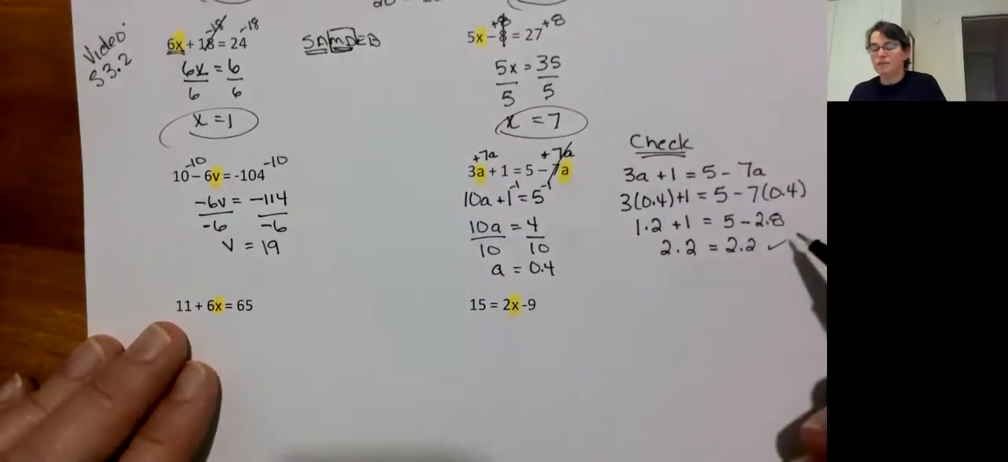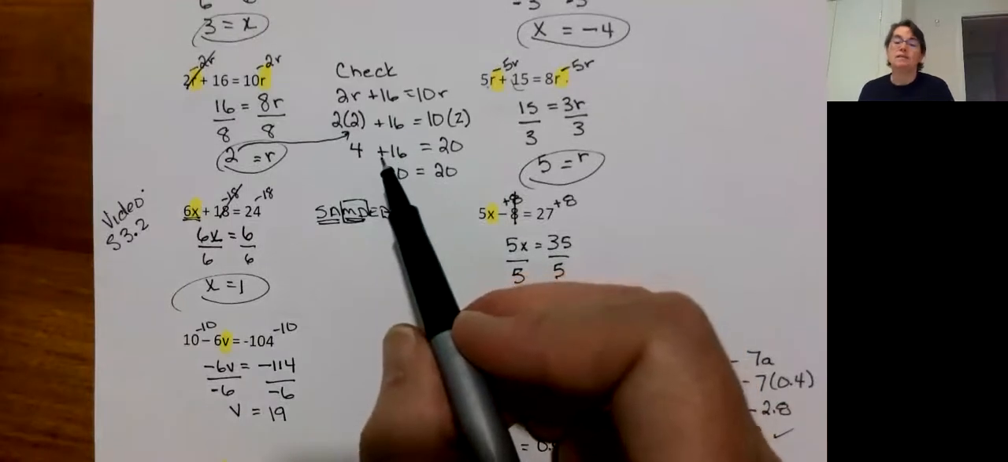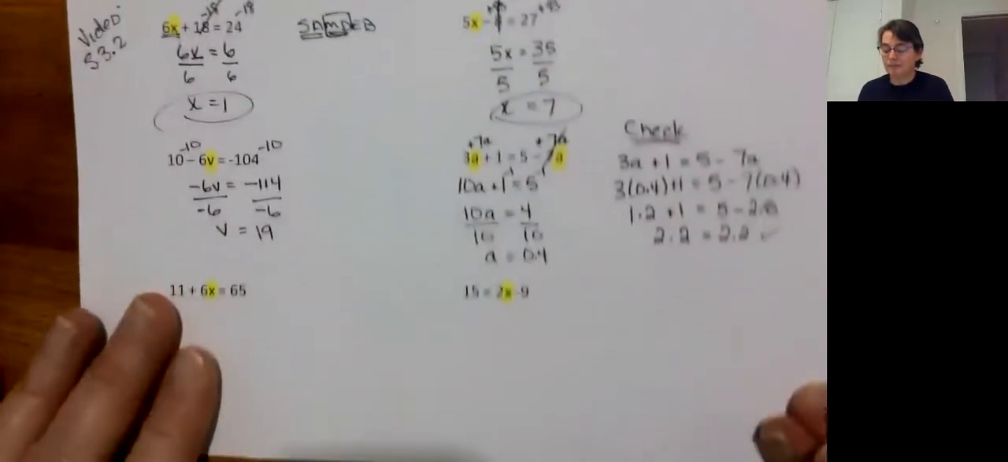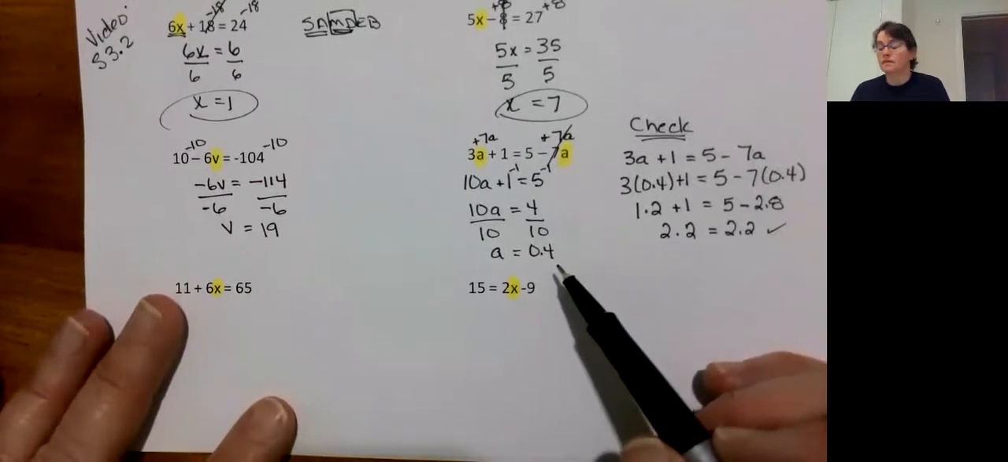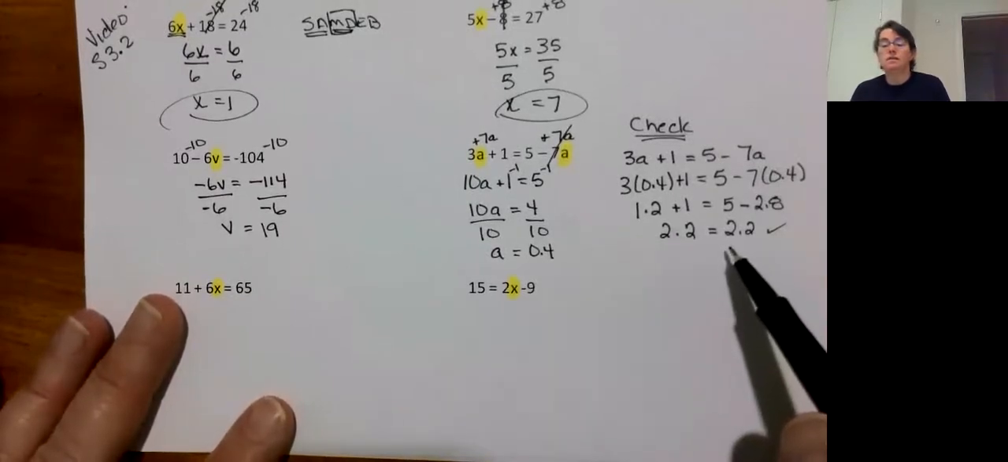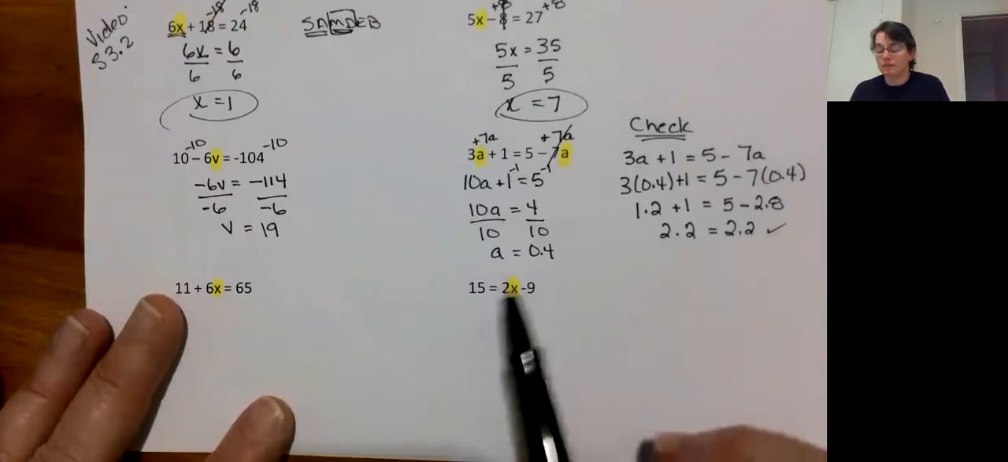To me, that's a legitimate check. When we did it up here, I was just doing it to remind you how to do a check. But I was kind of concerned that I'd made a mistake, and that's what checks are about. Now that I know that 2.2 is equal to 2.2, I know my question is right.